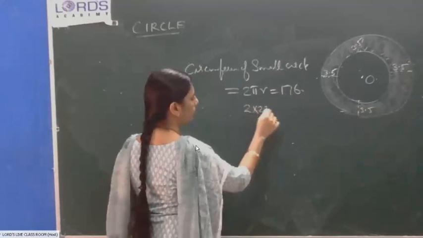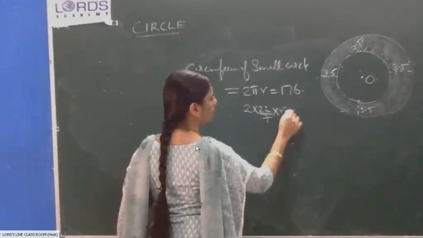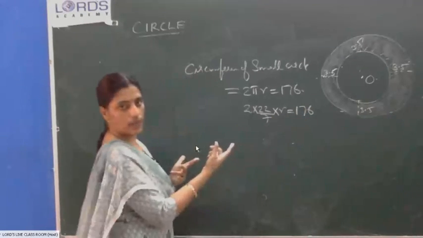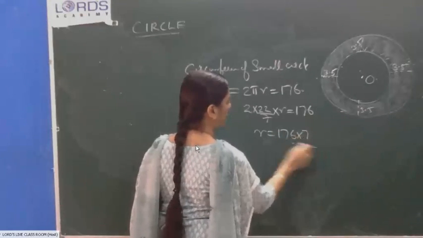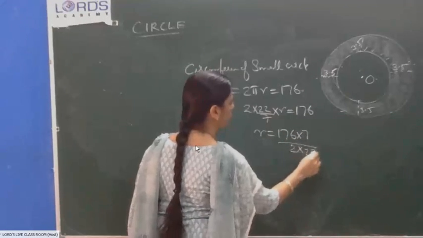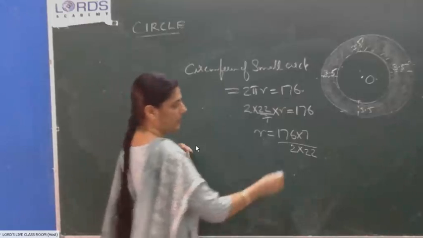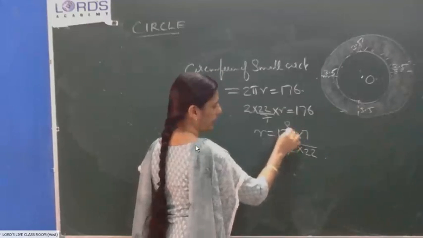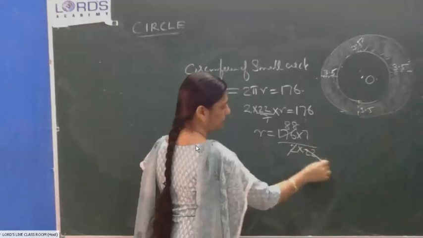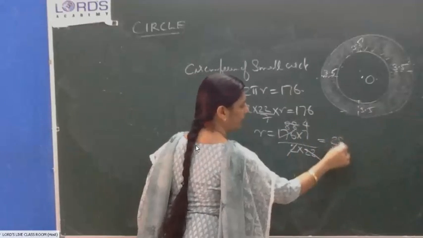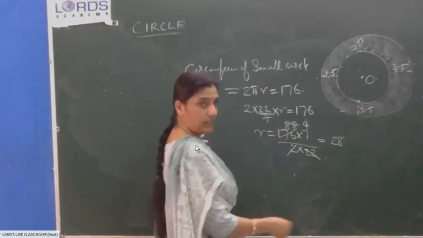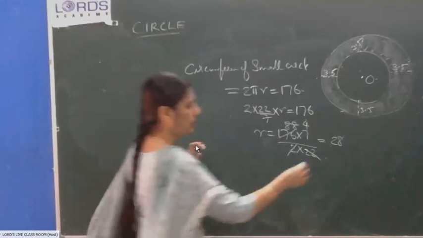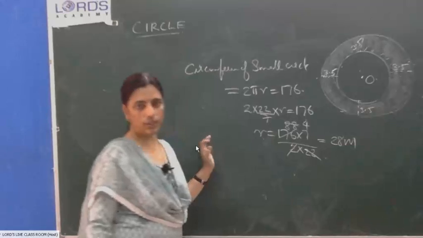Two into 22 by 7 into r equal to 176. How many times we are doing the same type of problem? r equal to 176 into 7 by 2 into 22. What is that? Now you became very fast in doing the calculation. Meter or centimeter? Meter. Okay, this is path, 28 meter.